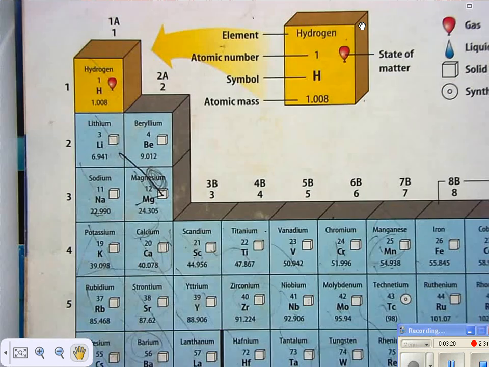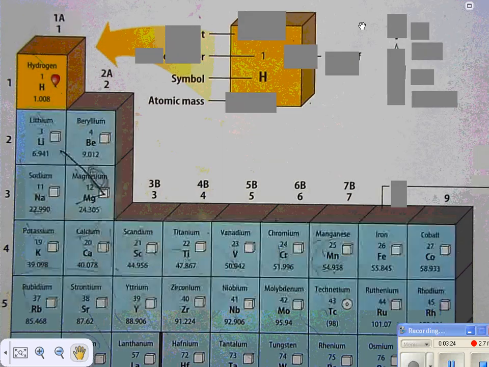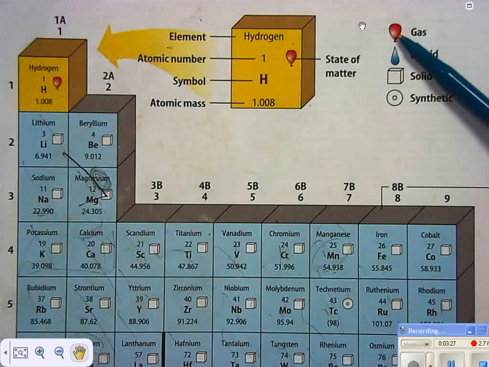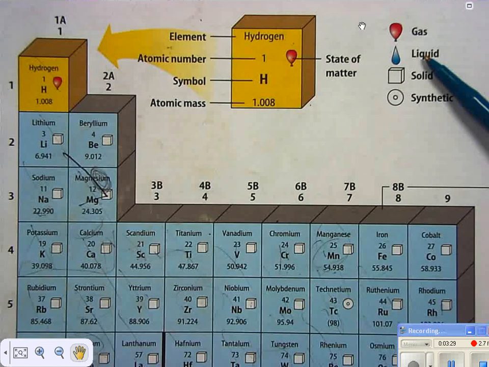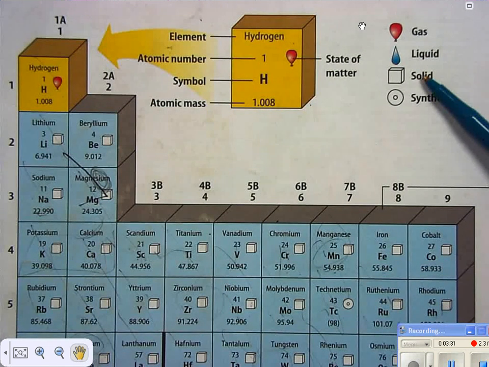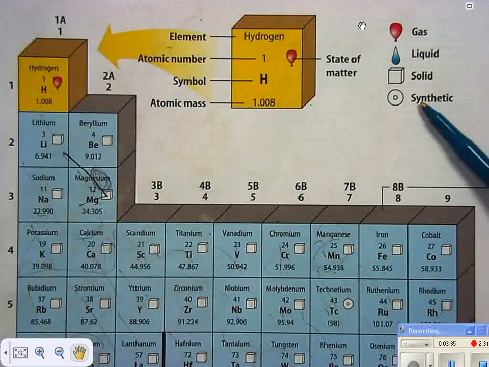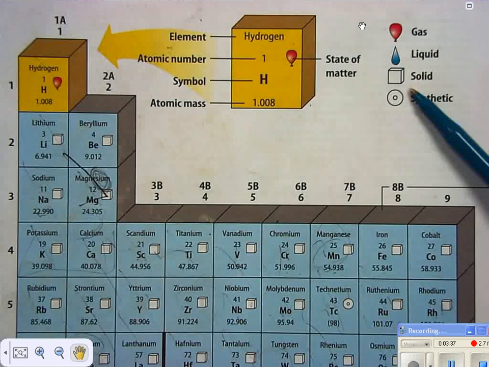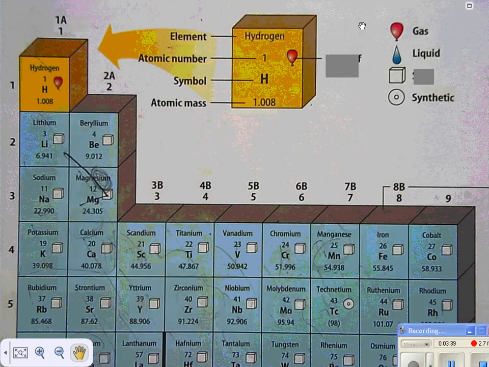Okay, and where are we going to see that? We're on the right page to see that. Okay, see, the balloon is a gas. The liquid is a little drop of water type looking. Your solid is a cube, and those that are man-made or synthetic are the circles. Looks like almost like a little target.